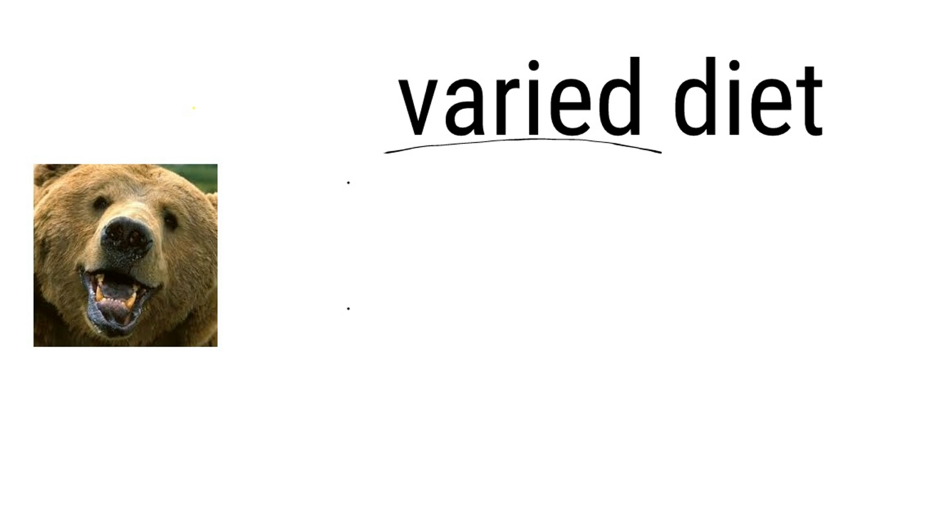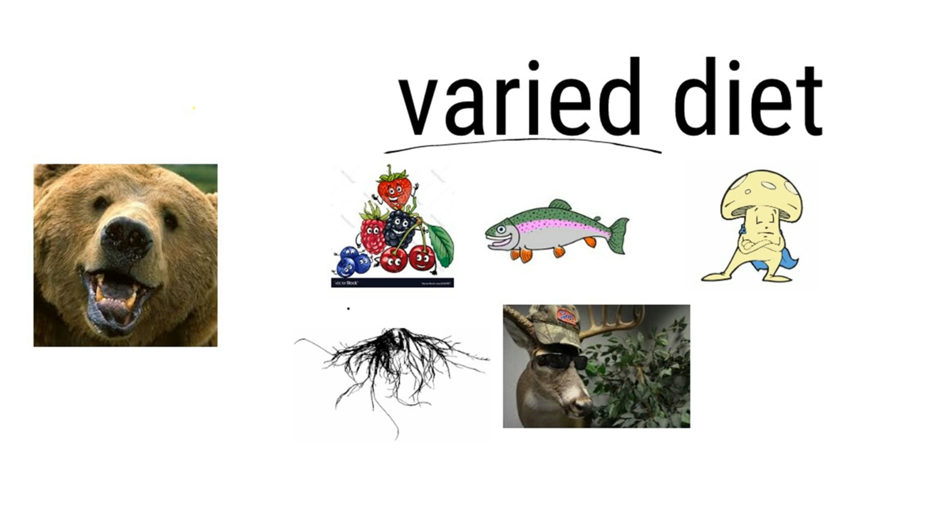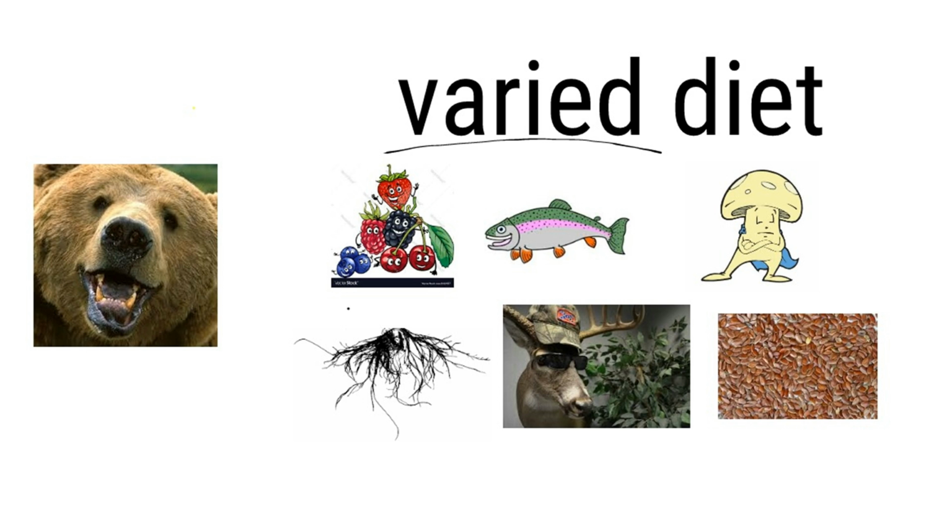An example of a tertiary consumer could be a bear. Bears have a varied diet which includes berries, fish, fungi, roots, deer, and seeds. During late summer and early fall, bears face hyperphagia, which is basically a time of excessive hunger. They do this to prepare for hibernation, which can last up to 7.5 months.